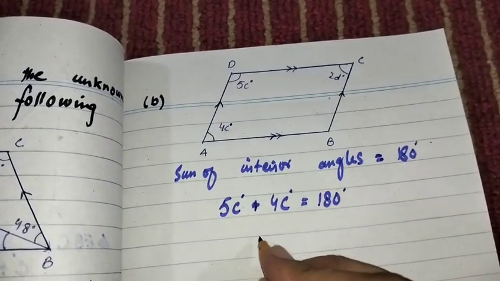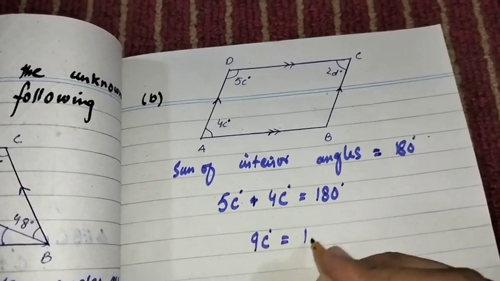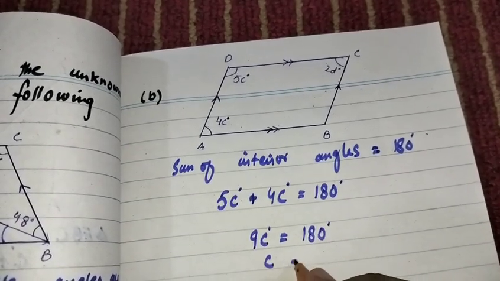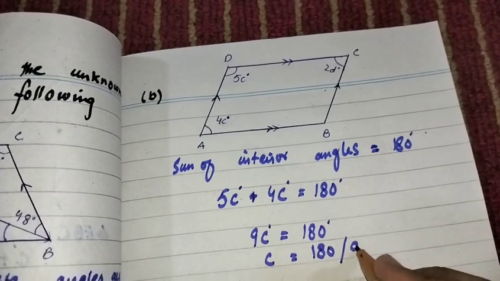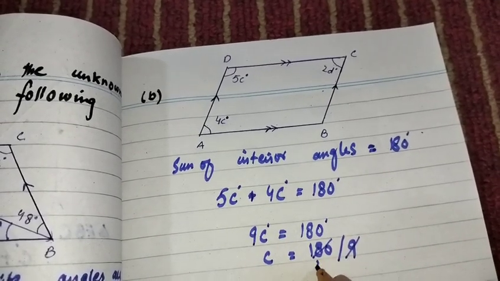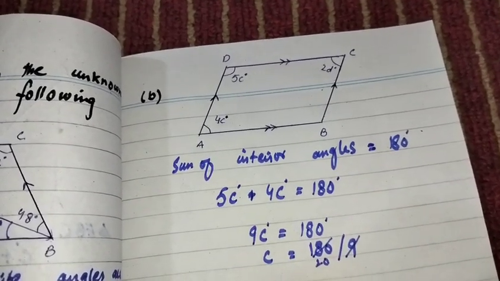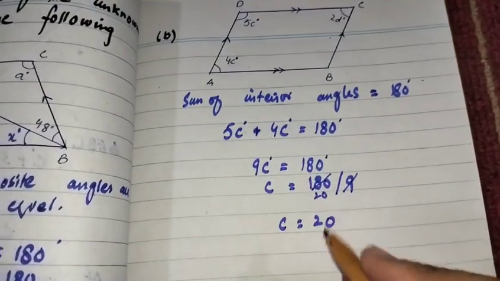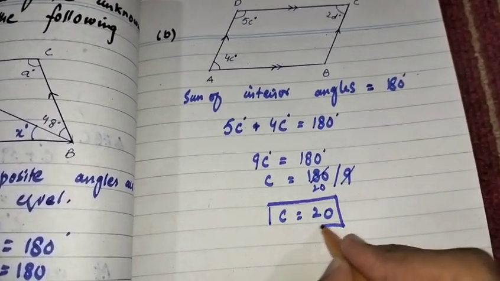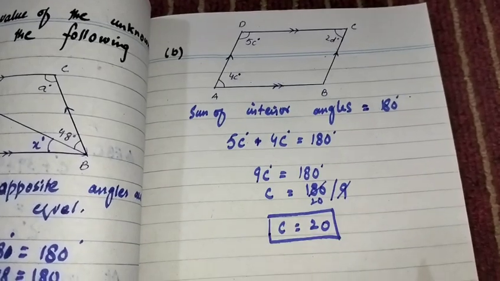So 5 plus 4, 9c. 9c must be equal to 180 degree, and c is equal to 180 upon 9. So 9 ones are 9, 9 twos are 18, 20 degree. So the value of c is 20. So the unknown c is 20.